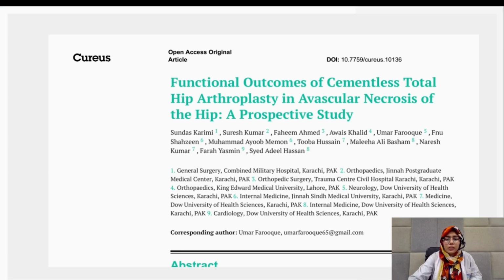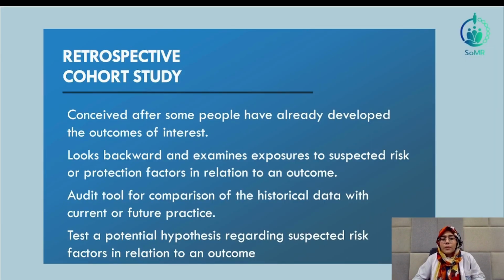Here is an example. Then comes the opposite, the retrospective cohort study, in which you take people after some of them have already developed the condition of interest. You take the people who have that condition and study them and then generate outcomes from that. You look backward and examine exposure to suspected risk or protection factors in relation to an outcome. That is, what was the reason that now the population is showing this disease or this particular characteristic. You can test a potential hypothesis regarding suspected risk factors in relation to an outcome.